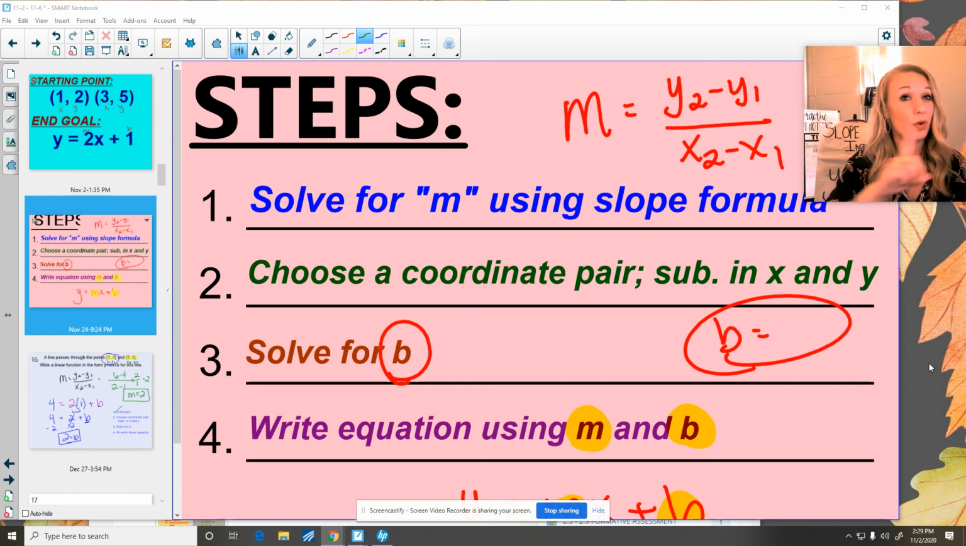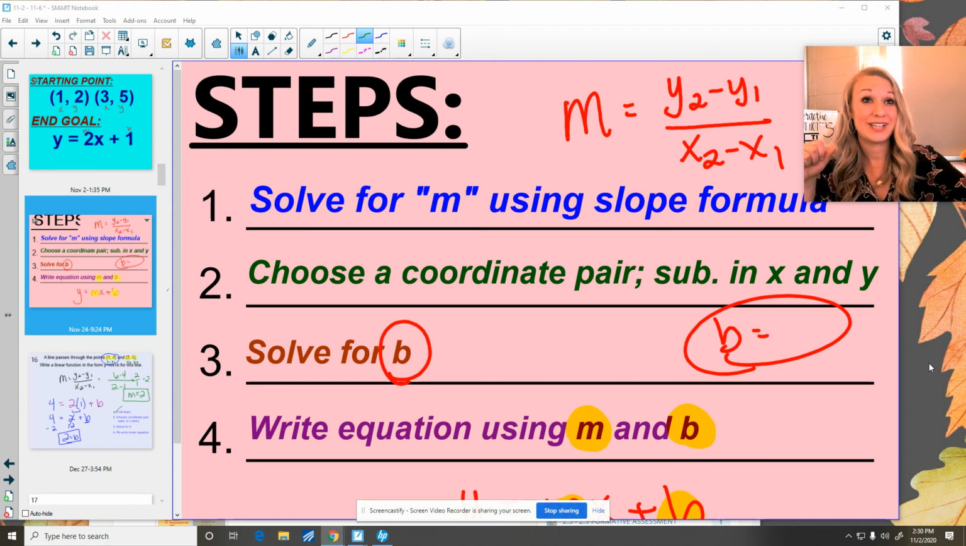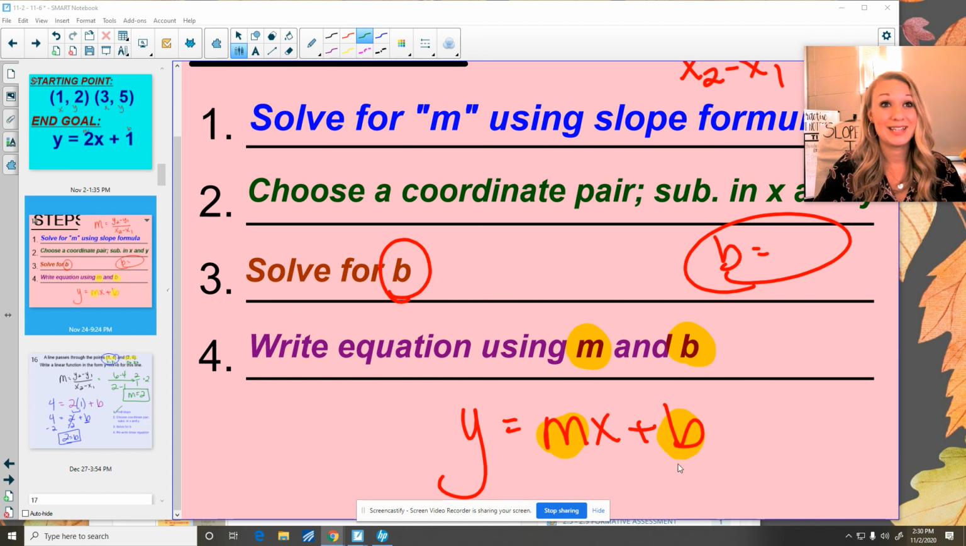Then you need to pick one of your coordinate pairs, and it doesn't matter which one, and plug that in for y and for x so that we can solve for b. We really need our m, we really need our b. Once you've got m and once you've solved for b, you can write that into an equation. And notice that the highlighted parts are where you'll fill in.